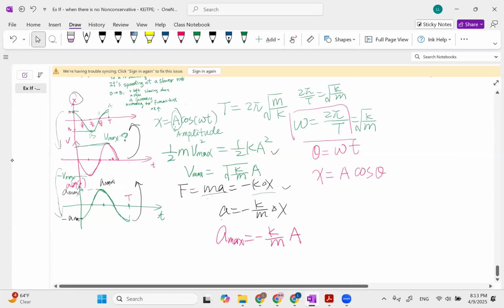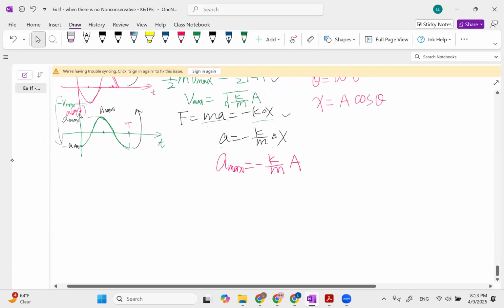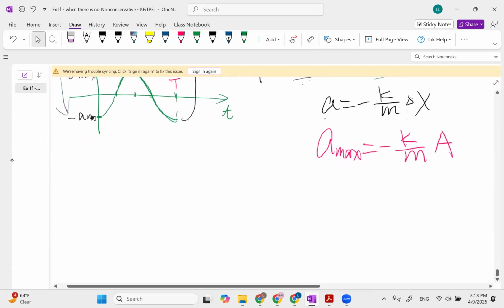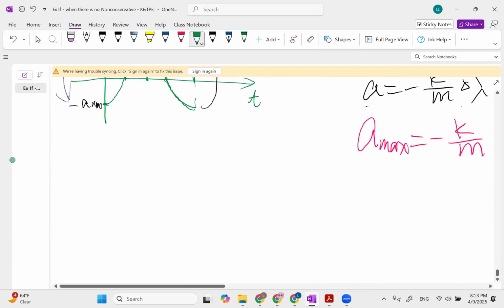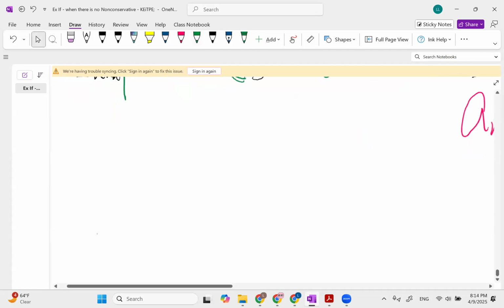You got it? Right? This part. So this is the spring situation. Then let's talk about the second part. The second part is the pendulum, simple pendulum.